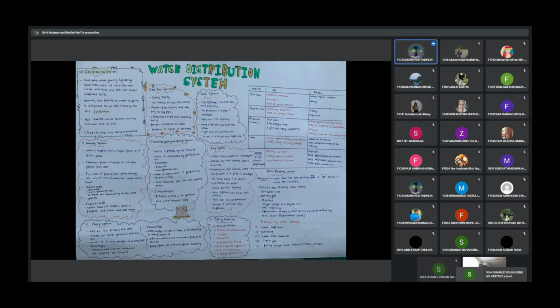Next is non-revenue water. And next we have methods to detect leakage. First is visual inspection, sounding, leak noise correlator, pressure gauge, and piping design with the Hazen-Williams formula.